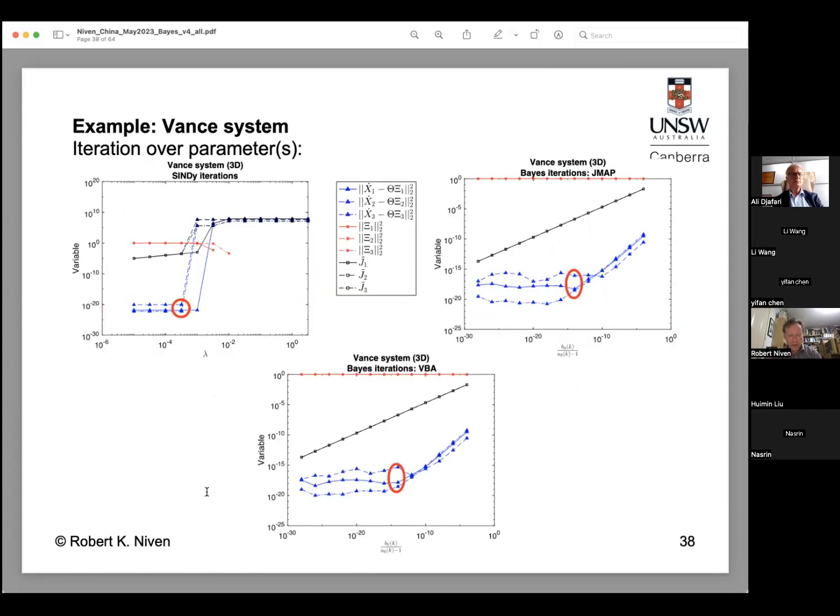And to look at these plots of the convergence of these algorithms, for the Vance system with SINDy, again, you have a sharp transition to a converged value. And similarly to what we saw with the Lorenz, both the JMAP and the VBA sort of march downwards and then reach a converged value.